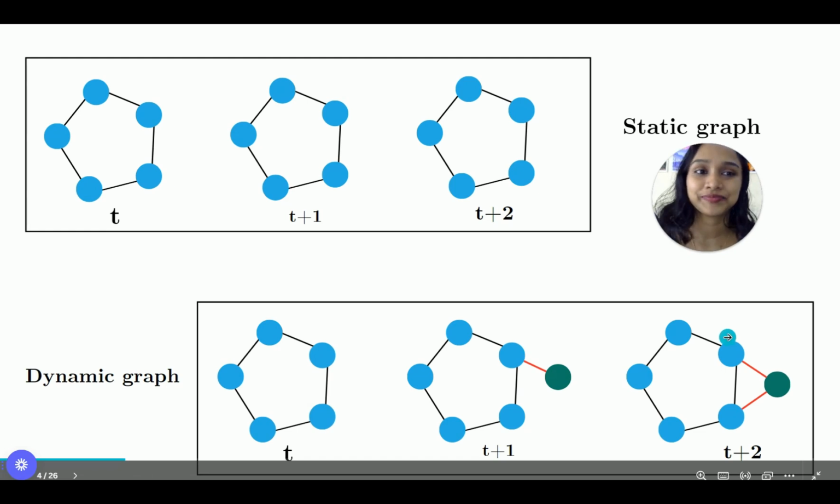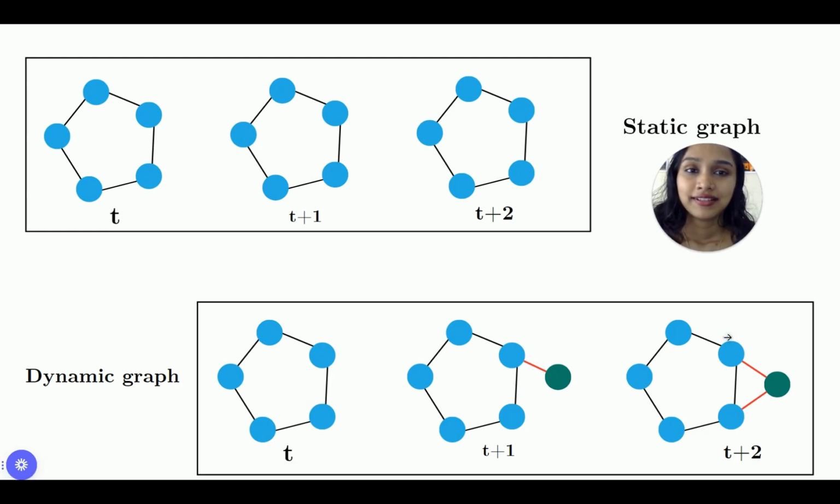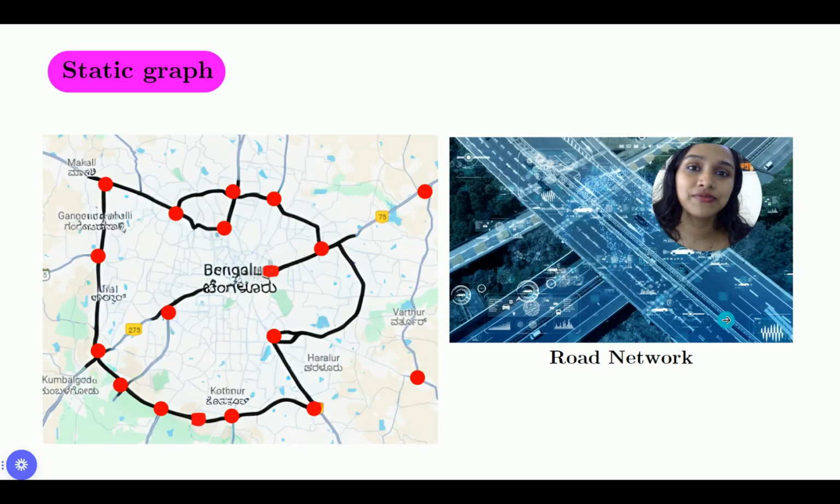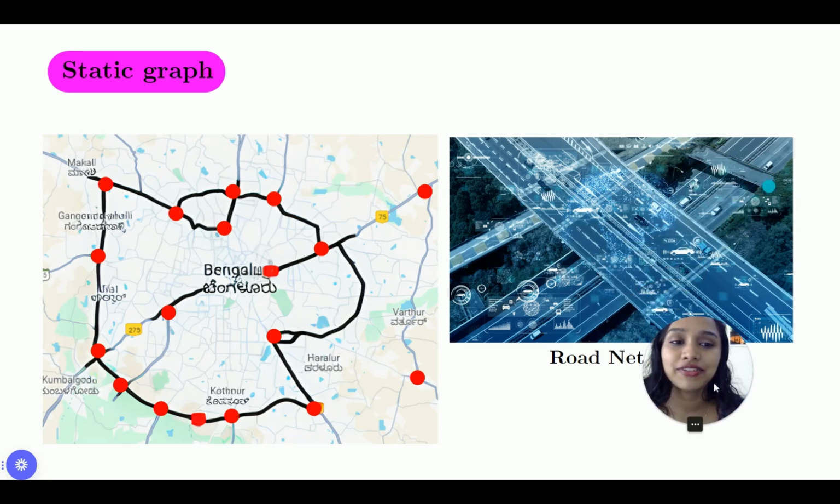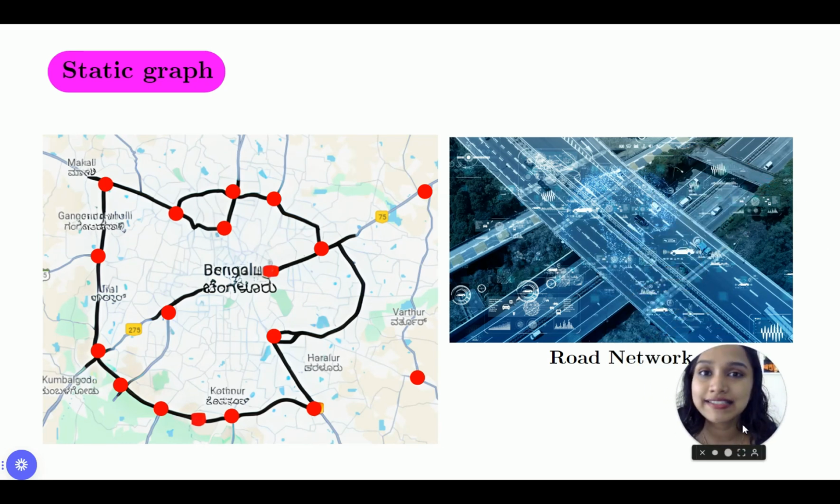It changes. And we have many real-world scenarios which are dynamic in nature. So we have to extend graph neural networks to train on dynamic graphs, and we can use temporal graph networks in such scenarios where the graph is dynamic in nature. Now let us see some examples of static graphs. A very good example of a static graph is the network of roads in a city.